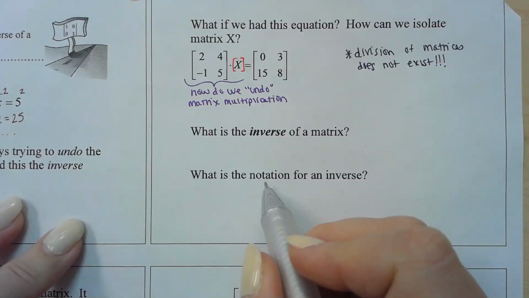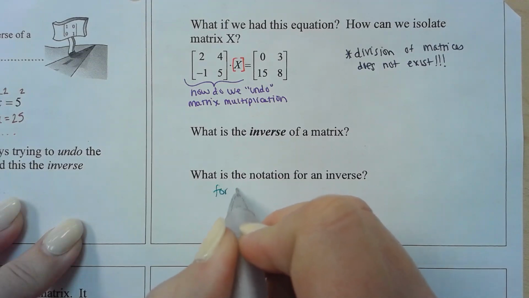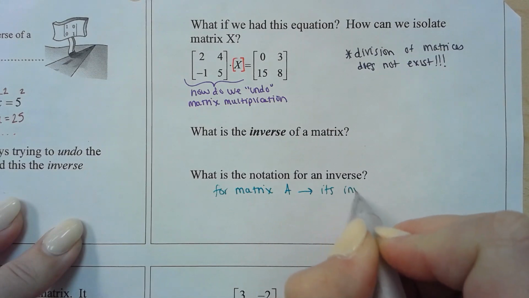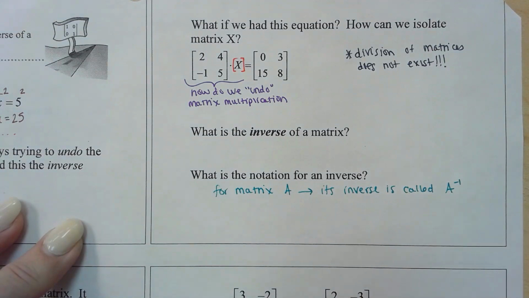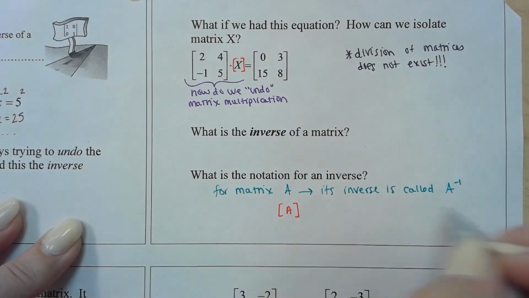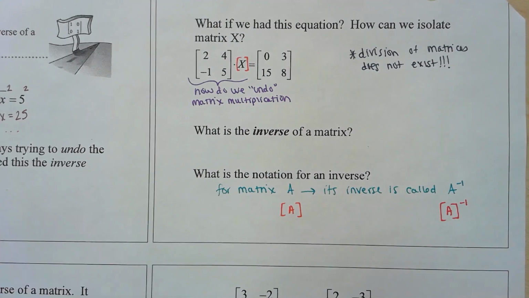And so I'm going to jump down here, right? So if we have matrix A, for matrix A, its inverse is called A to the negative 1. I know, that seems like the same notation we've been using. Or if it's in brackets, we would leave it in brackets and put that negative 1 on the outside. Again, we know it doesn't mean negative exponent. We know that this notation means inverse.